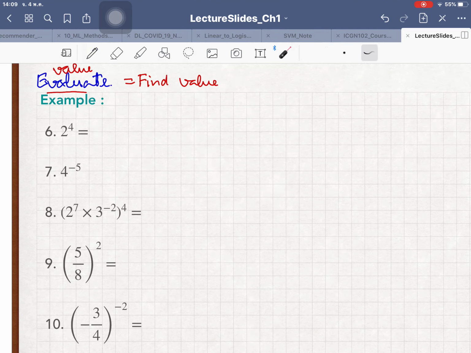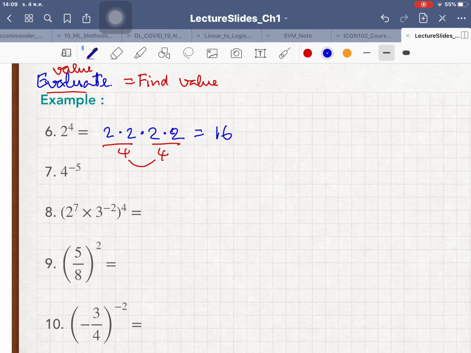Here you have the power 4. So it means that you have 4 repeating terms of 2. Now you have 1, 2, 3, and then 4 terms of 2. If you multiply 2 and 2, you get 4. 2 and 2, you get 4 again. Later on, you multiply 4 and 4, you get 16. So that's the result.